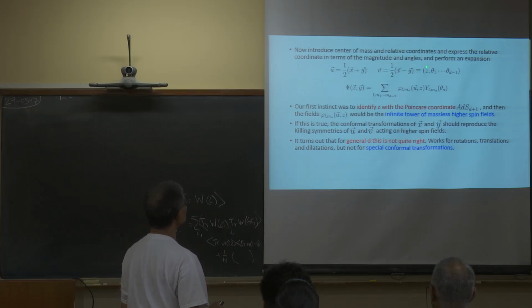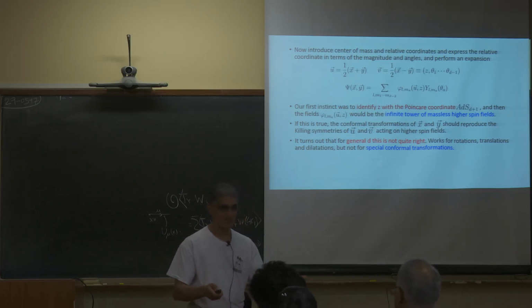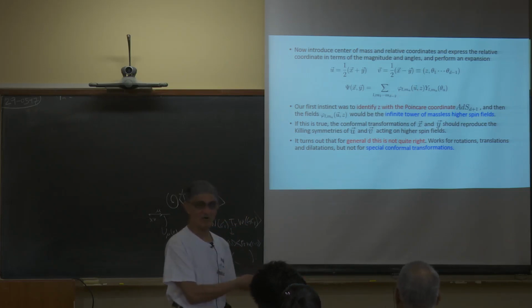And then we thought, well, look at this, one aspect of AdS/CFT is that the scale in the boundary theory actually becomes an additional dimension. So we thought, oh, it must be that this object z, which is the scale, must be the Poincare coordinate in AdS. Okay.